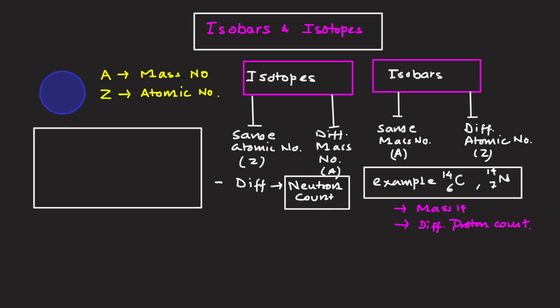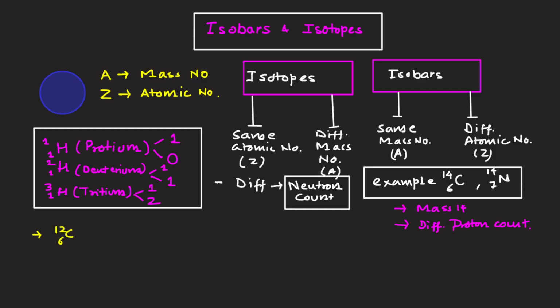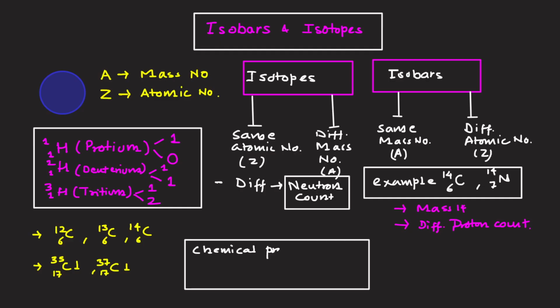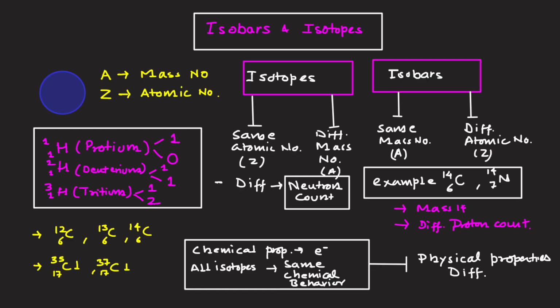Hydrogen has 3 isotopes: H-1 protium, which will have 1 proton, 0 neutron; H-2 deuterium, 1 proton, 1 neutron; H-3 tritium, 1 proton, 2 neutrons. Other examples are C-12, C-13, C-14, Cl-35, Cl-37. Chemical properties depend on electrons. Hence, all isotopes of an element show identical chemical behavior, though they show different physical properties due to mass variation.